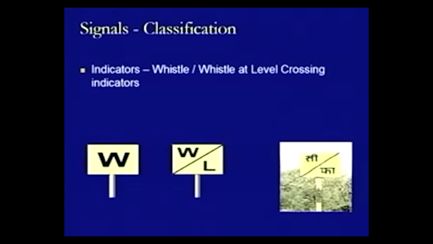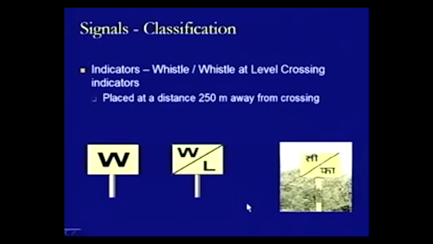Similar is the condition when the whistle is to be given if we are approaching the level crossing, so as to make the people cautious that the train is coming and they should not cross the track at that point of time. So, in case the whistle is to be blown only in the inhabited area, then only W is written, and if it is the level crossing, then W with L is written, or sometimes in Hindi it is written as C Fa, where C is for CT and Fa is for Fatak. So, there is a Fatak ahead. So, blow the whistle because the level crossing is ahead.